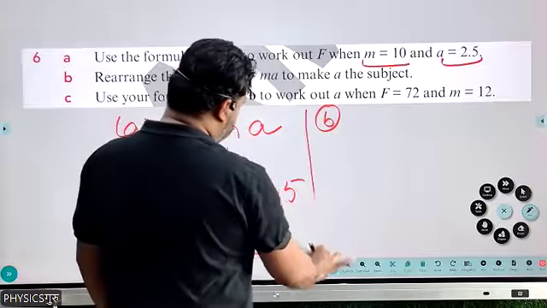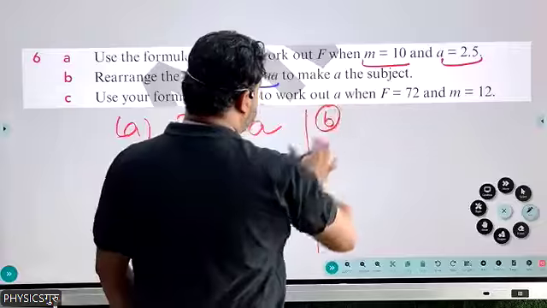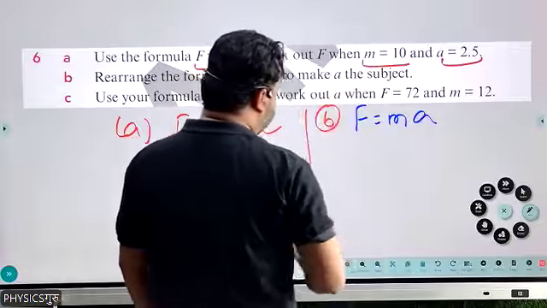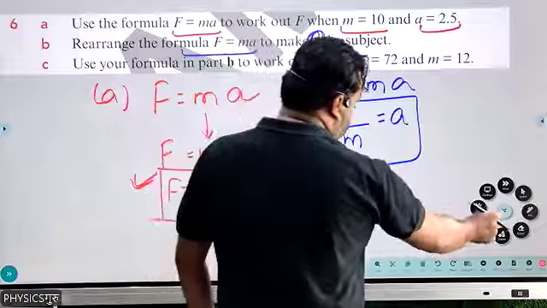Second part of the question. Rearrange the following formula to make A the subject. So F is equal to ma. They ask you to find A as the subject. So A can be written as force over mass. This is the B type. The acceleration is nothing but force over mass. Simple. Third part. C.